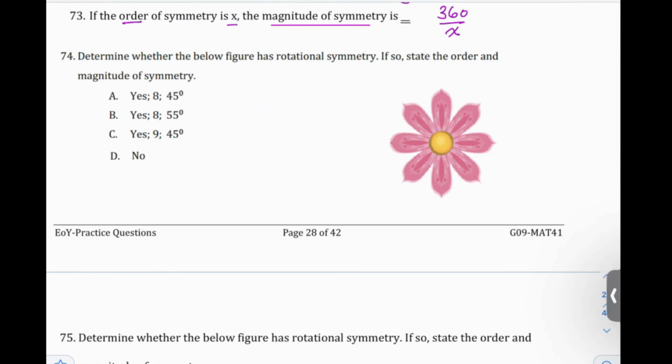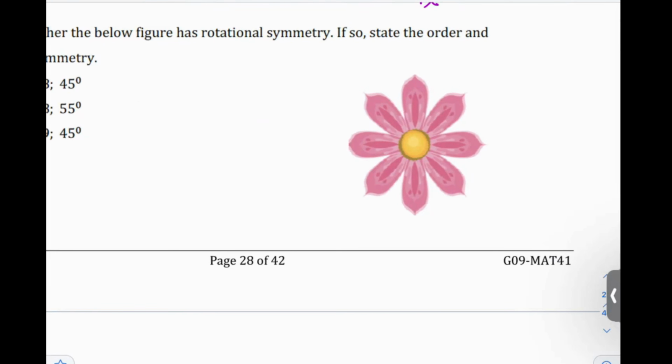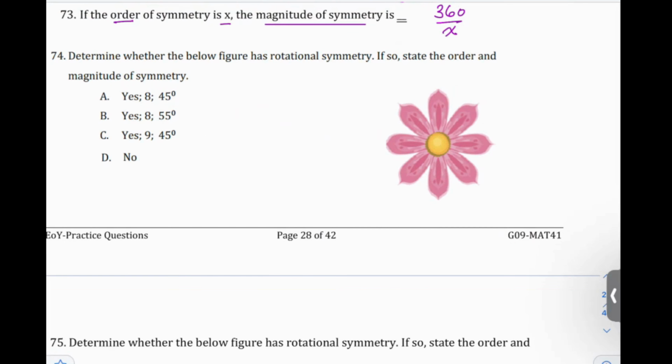Determine whether the below figure has rotational symmetry. Yes, it has rotational symmetry. Here, if you rotate this flower, it comes back to exactly the same as the original shape 8 times. So here, the order is 8. We have 2 options here with yes and order is 8. The difference will be the magnitude, which is the angle. So the magnitude will be 360 divided by 8, which is 72 degrees, I guess. No, 45, sorry. 45. It is the magnitude, which is now option A.